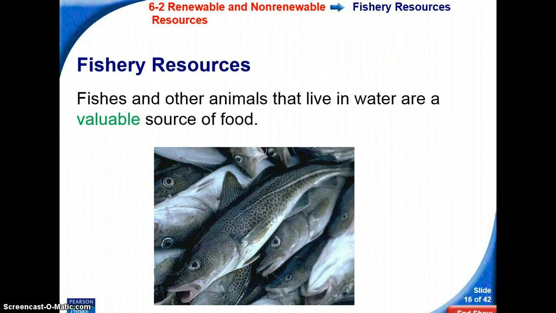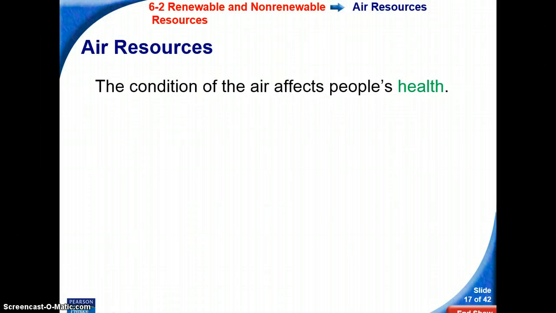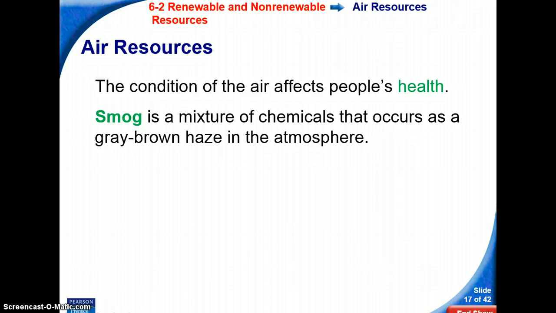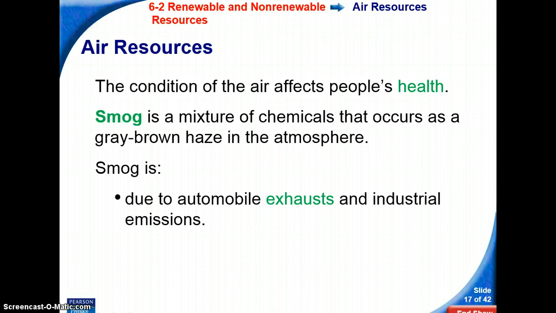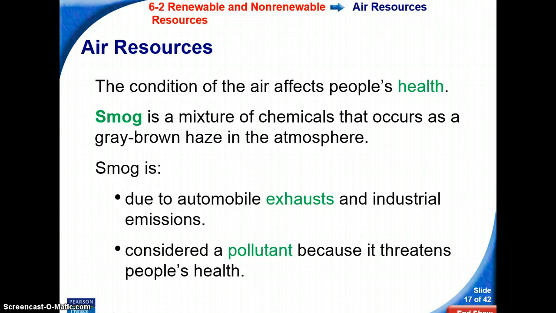Then we have fishery resources, and fishes and other animals that live in the water are a valuable source of food. So we want to make sure that we maintain those and we don't overfish our lakes so that the food can keep producing. Then we have air resources, and these are pretty important because the condition of air affects people's health. We sometimes get something called smog, which is a mixture of chemicals that occur as a gray-brown haze in the atmosphere. And smog is due to automobile exhausts and industrial emissions. It is considered a pollutant because it threatens people's health, so smog can be very, very dangerous.